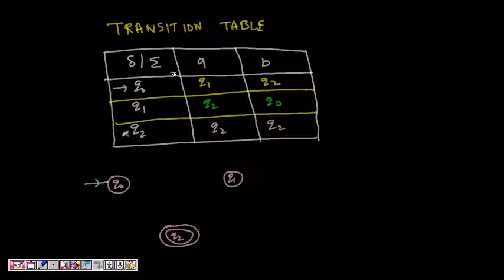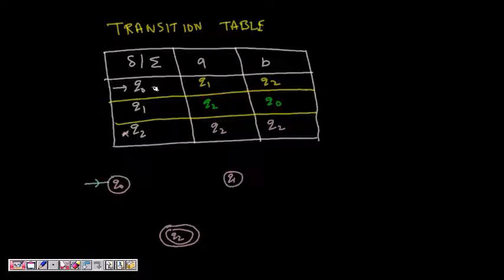Now let's try to see. The transition table is another way of defining the transition function. Let's say we have three states, Q0, Q1, Q2, and two symbols, A and B.